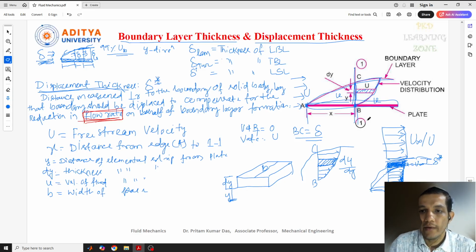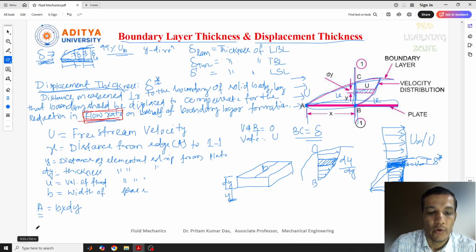Now the mass flow rate at this point should be equal to the mass flow rate at this point. So the flow rate we are considering, we need to prove and equalize. What is the area of the elemental strip? We know this is b into dy. Now what about the mass of fluid flowing over the elemental strip? Because we need to finally find the flow rate. So the mass of fluid which is flowing over that elemental strip.